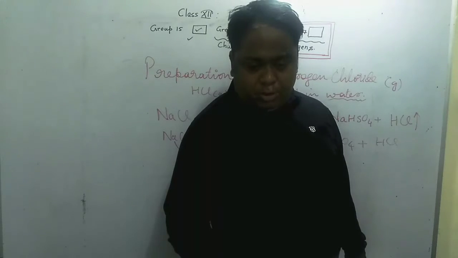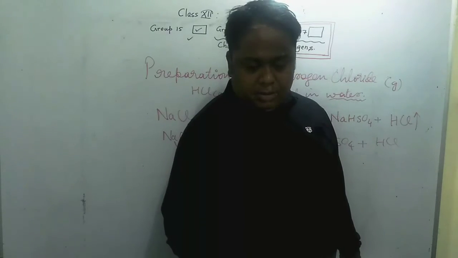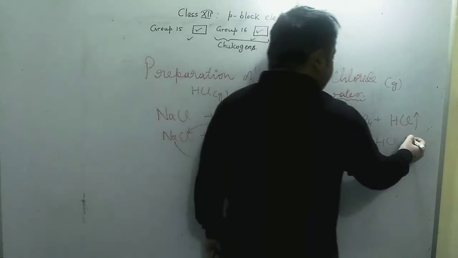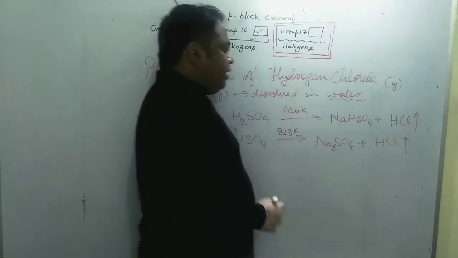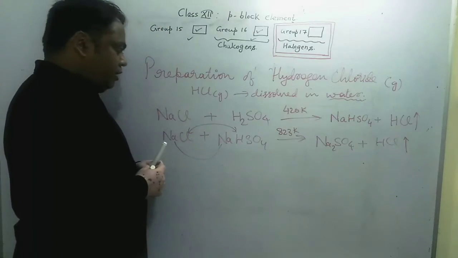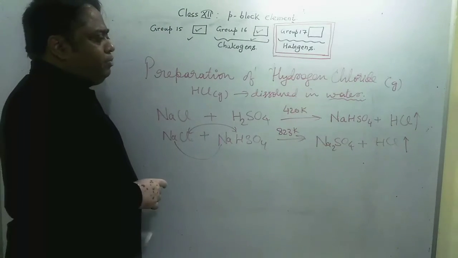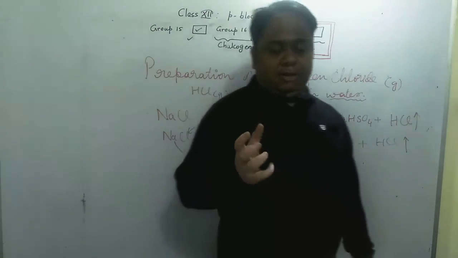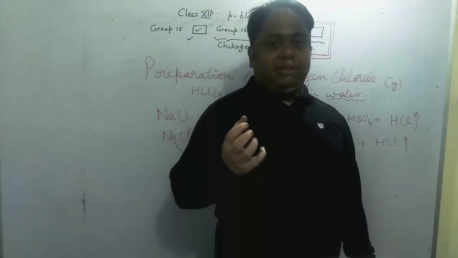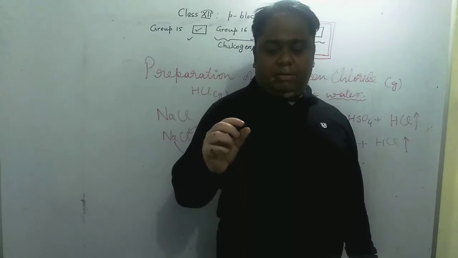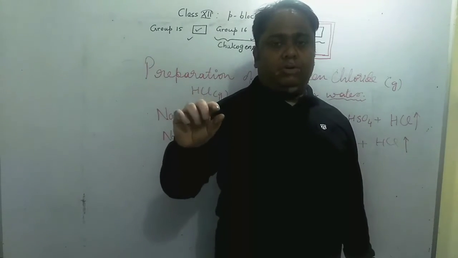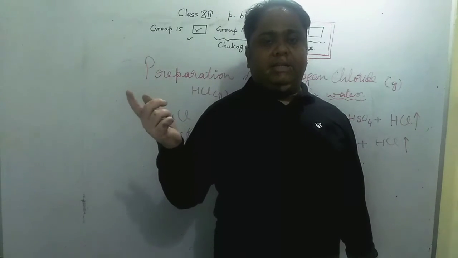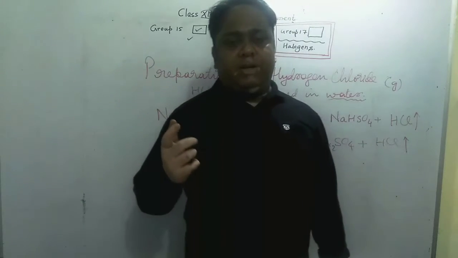Now, something very important to be understood is that the HCl which is formed can be moist, so it can be passed through H2SO4 solution to make it dry. HCl is a fuming gas and H2SO4 is a viscous acid, and it is dehydrating in nature also. So the HCl gas can be passed through H2SO4 to form dry HCl gas.